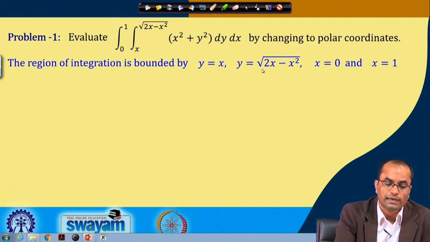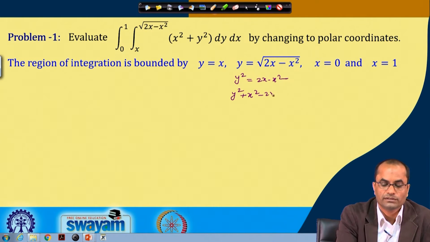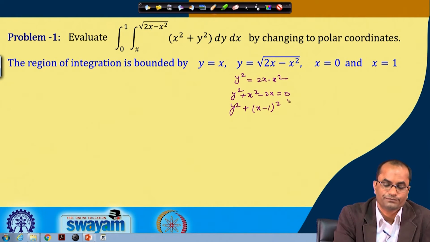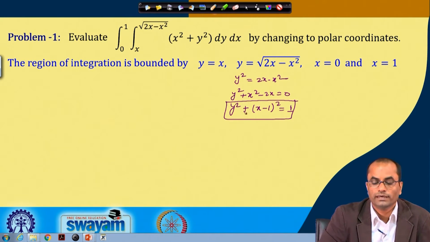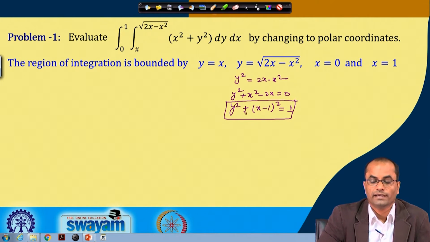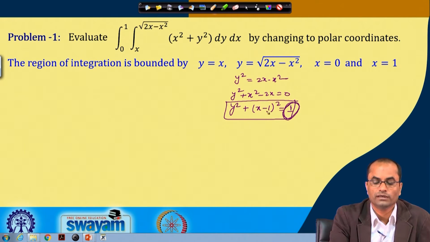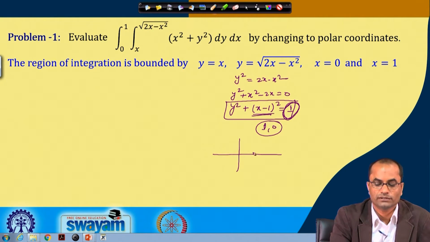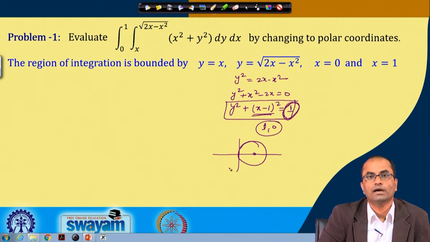And what is exactly this one? This is y square is equal to 2x minus x square. So, this is y square plus x square minus 2x is equal to 0. So, we have y square plus x minus 1 whole square. We get minus 2x, we get x square, and we get 1, so that will be compensated by the 1 there. So, this is y square plus x minus 1 whole square is equal to 1. So, a circle of radius 1 and center at 1, 0. So, it is a shifted center at this 1, 0 and the radius 1 there.